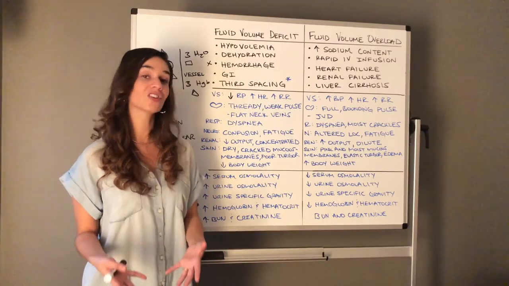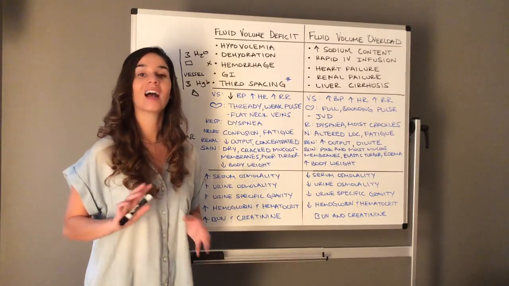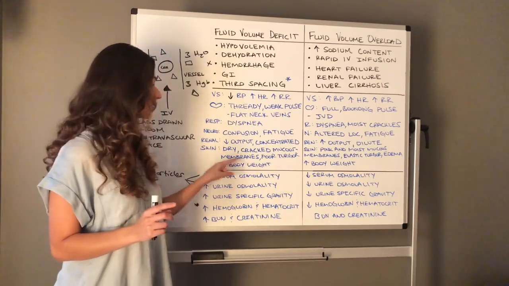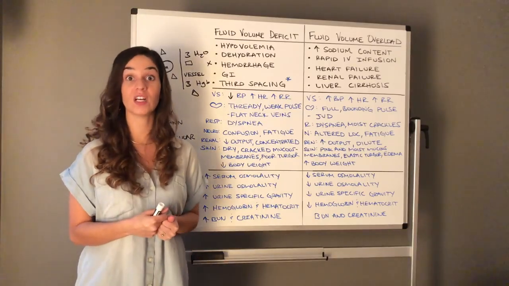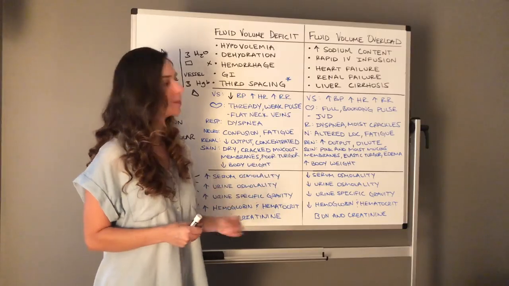So think increased urine output, and it's very diluted. Opposite of fluid volume deficit, where we're just trying to hold on to all our fluid and the urine is very concentrated. Let's talk about our skin.